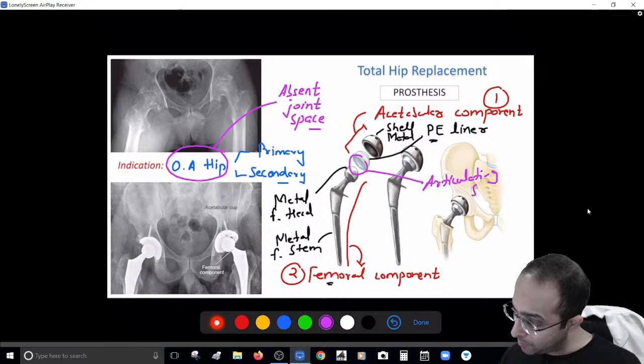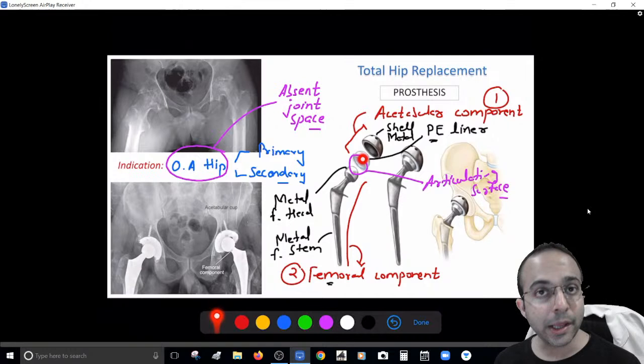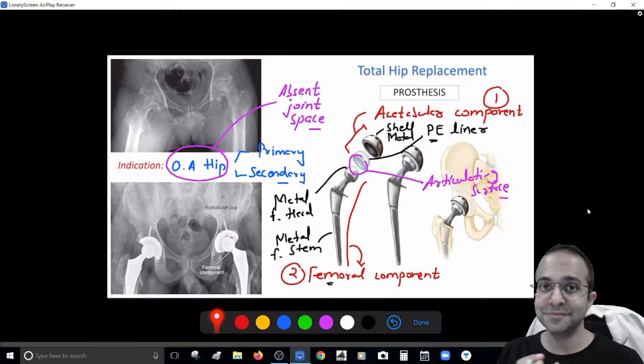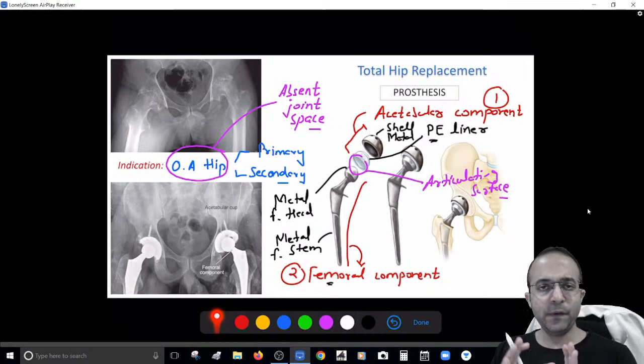Generally, in most of the designs, a polyethylene liner articulates with the head. So this is where the movement occurs between this liner and the head. A head will move on a polyethylene liner, and there will be very little friction. Clear why these articulating surfaces have been chosen? So I hope you understood the design.